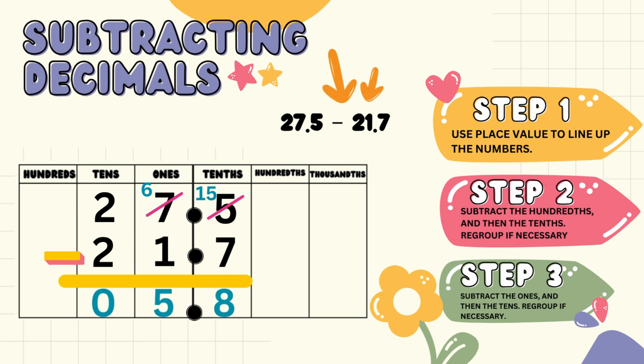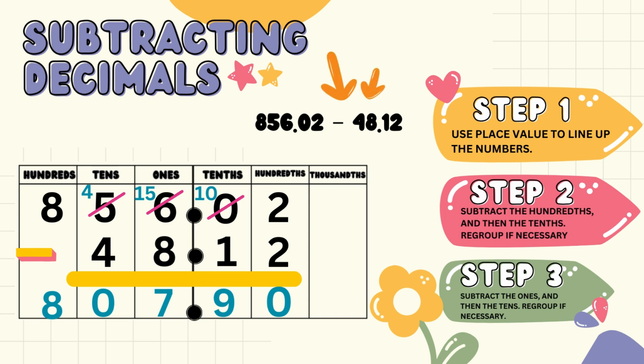All right, so here I have 27.5. I'm going to line it up. The 5 is in the tenths place. Then I have 21.7. The 7 is in the tenths place. I can't subtract 7 from 5, so I have to borrow from the 7. The 7 becomes a 6, the 5 becomes a 15. 15 minus 7 is 8, 6 minus 1 is 5, and 2 minus 2 is 0. And then, of course, because I lined it up by place value, I can bring my decimal down.